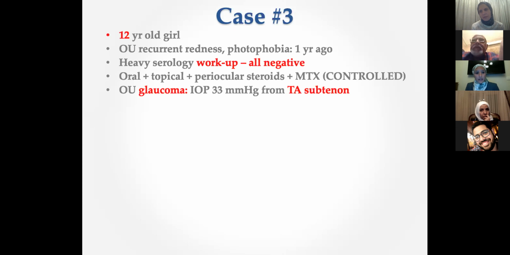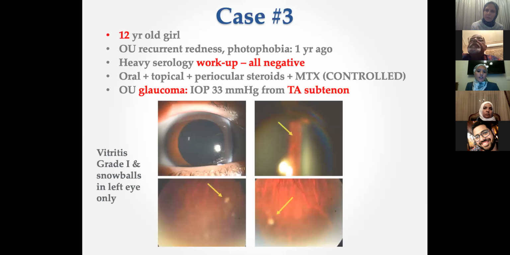Everything was negative. She has been taking oral, topical, and periocular steroids and started methotrexate 8 months ago. And she was controlled on the methotrexate and stopped all forms of steroids. But unfortunately, she had glaucoma in both eyes, which was more severe in the right eye with an IOP of 33 millimeters. And this happened subsequent to a triamcinolone acetonide subtenon periocular injection.